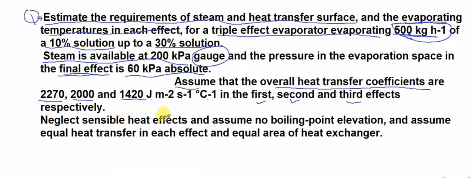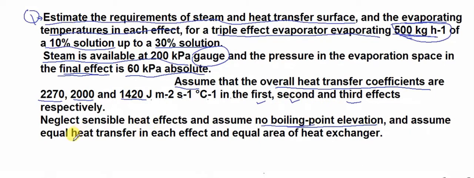That means we have considered this sensible heat effect in single effect evaporator, but they have said that in this you can neglect the sensible heat effect. That means this formula mCp delta T, you can neglect. Okay, and assume no boiling point elevation. No boiling point elevation means the boiling point of solution and boiling point of solvent is the same. Actually this is not the case, but you can consider that the boiling point of solvent and solution are the same.